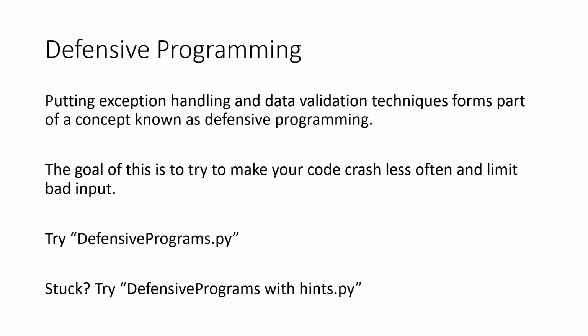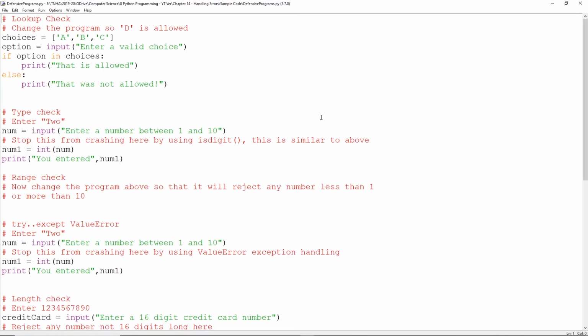Open that up. There's quite a few things to do in there. If you get stuck, use defensive programs with hints. Here it is here. So you can see quite a lot to do. You've got a lookup check, which we didn't really talk about in the validation exercise, but it's when you have a list of things you want to look up and you only want those particular items. As a lookup check, you're trying to constrain their inputs to only show the list of choices you want them to make. So that one can extend that to have a choice of D and be able to allow that.